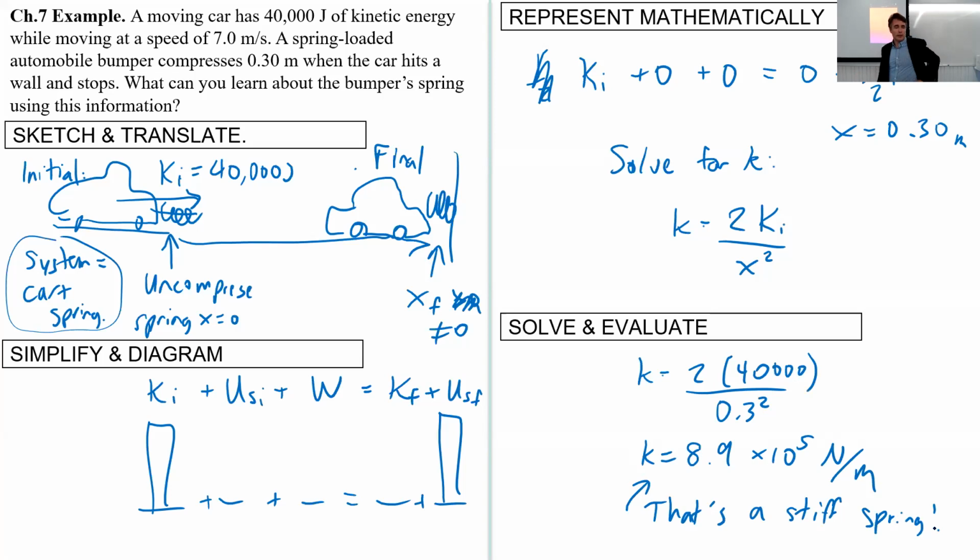Sebastian pointed out I didn't include the Earth in this system because there's no height change. So I don't need to put in my UG. But you could, but just UG would be the same, right? So then they would cancel out. I'd just say 0. You can do that.